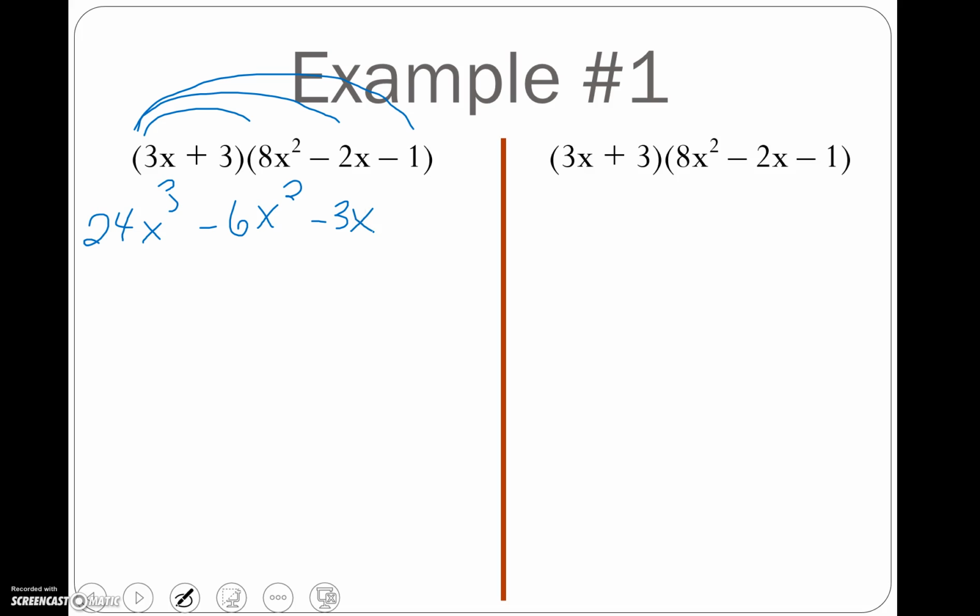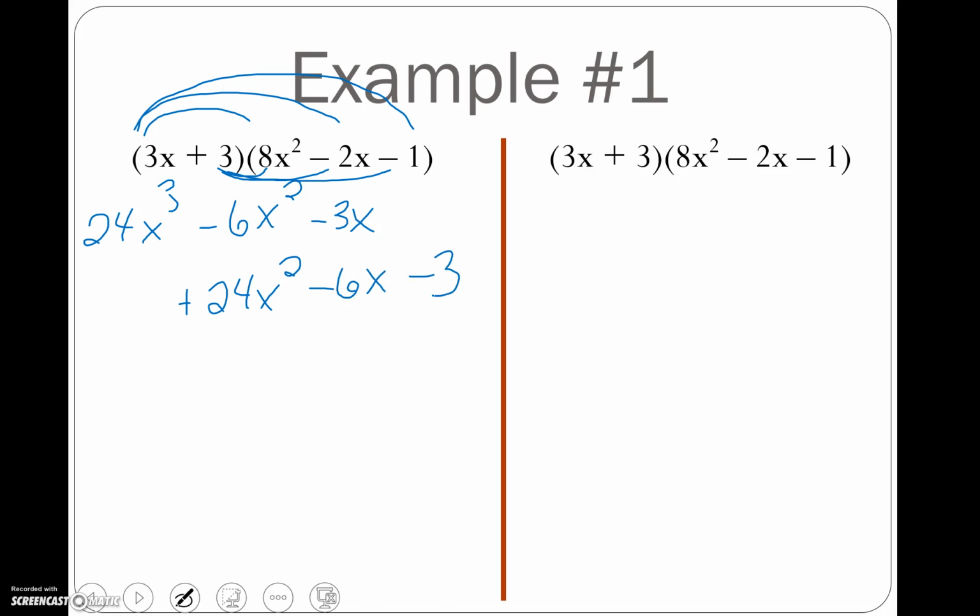I'm going to continue on now and now do the same thing but with the 3. So I'm going to distribute the 3 to the 8x squared, the negative 2x, and the negative 1, and do the exact same process. But in this case, this one doesn't have an x, so I'm not going to increase any of the exponents. So I'm going to do 3 times 8x squared, so I'm getting a positive 24x squared. 3 times negative 2 gives me a negative 6x, and 3 times negative 1 is a negative 3.